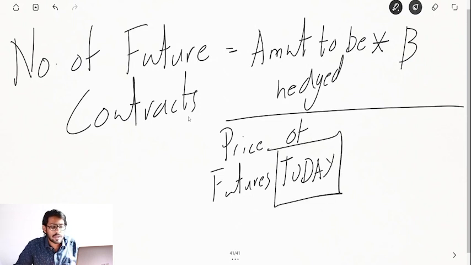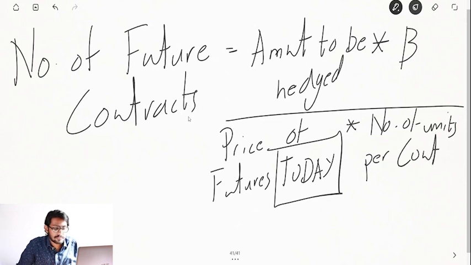Price of futures today into number of units per contract. So I've combined the three steps. Step one, amount to be short. Amount to be short because you are long in the cash market. If you are short in the cash market, amount to be long. Amount to be short or long is amount to be hedged into beta. Divide by price of futures today, you will get the number of future units. Divide by number of units per contract, you will get the number of future contracts. Done?